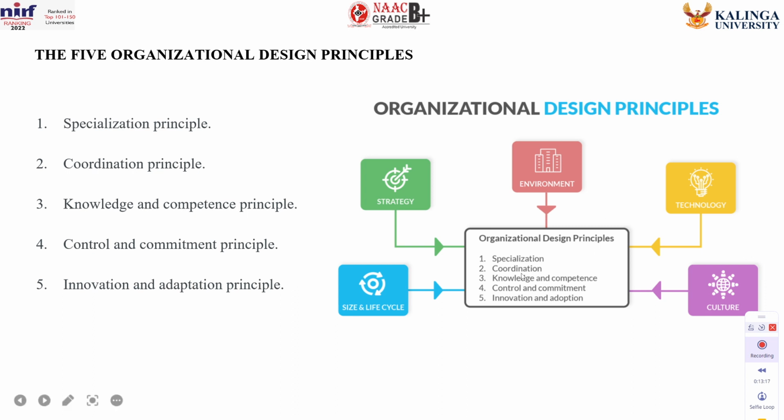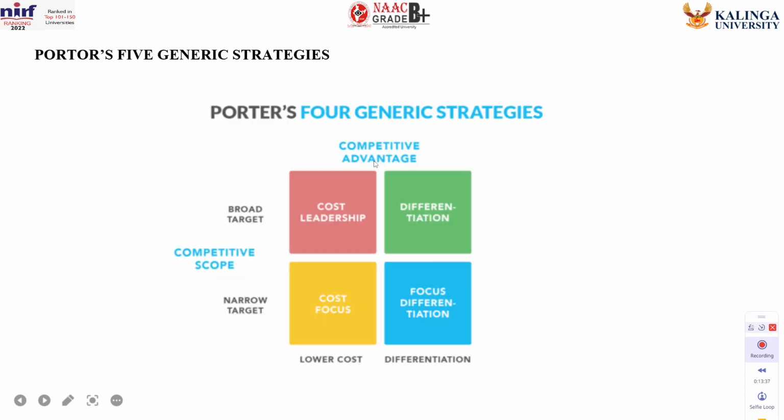Now, organizational design principles are governed by the environment, by the technology, by the culture of the organization, the size and life cycle of the organization, and the strategy followed by the organization. So these are the five factors which govern the organizational design principles, and these are the five organizational design principles.